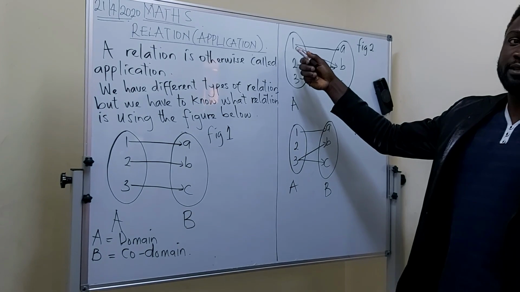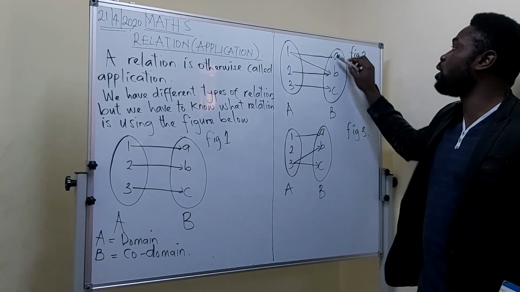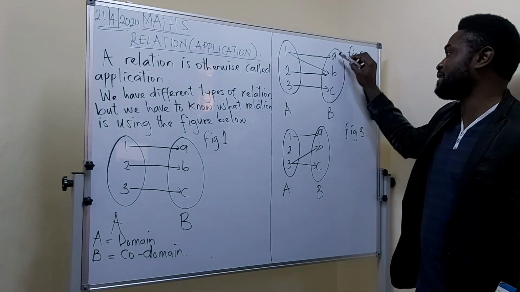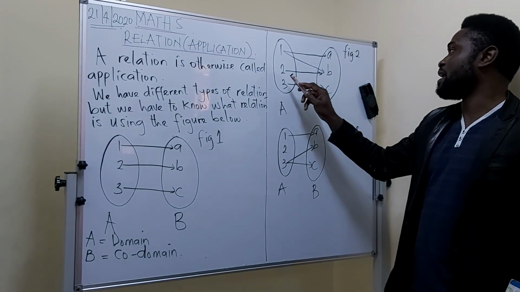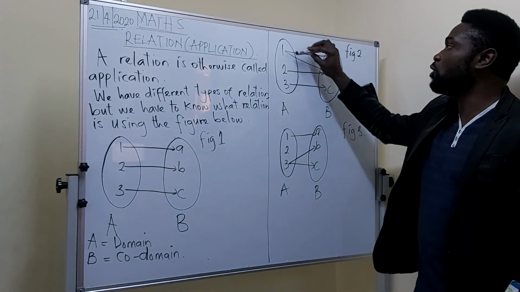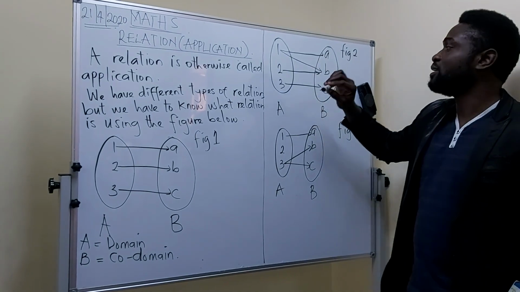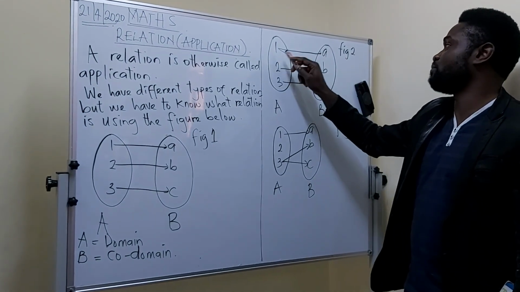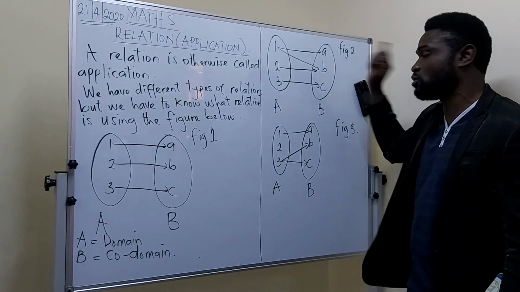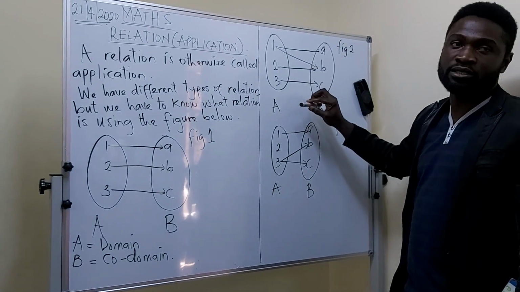Now, as you can see, 1 is connecting with more than 1 element in the codomain, that is A and B. And 2 also binds with 1, 3 binds with 1. So this shows that this is not a relation or an application. Why? The reason is because 1 is supposed to connect with just one element in the codomain. So this is why we cannot call this an application.